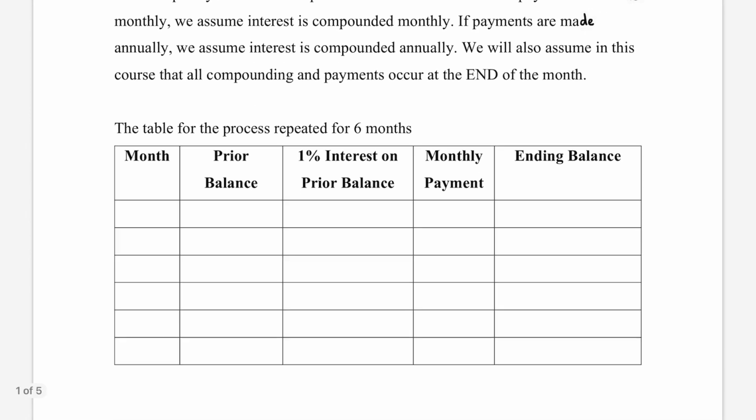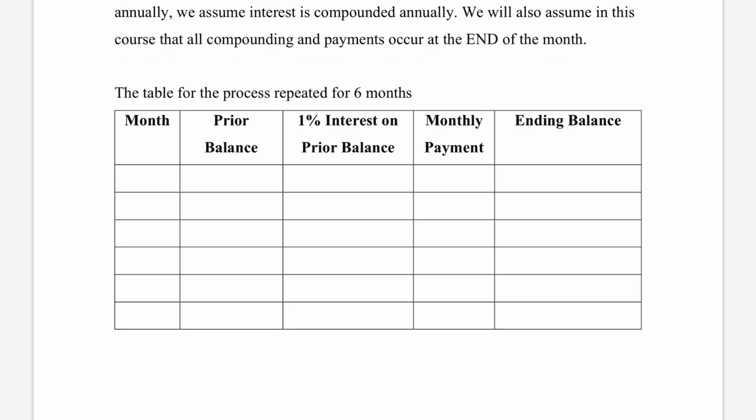So let's take a look at this table. I have the month when I start depositing the money into my account, prior balance, the interest on the prior balance, monthly payment, and ending balance. So let's start with the first 6 months: 1, 2, 3, 4, 5, 6.